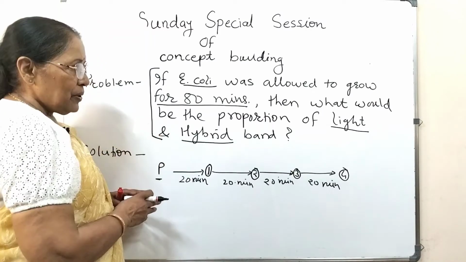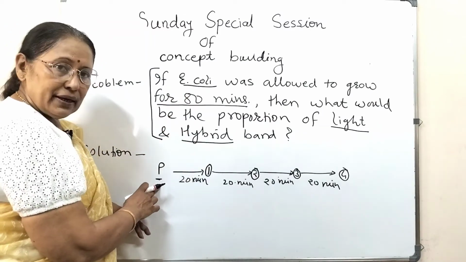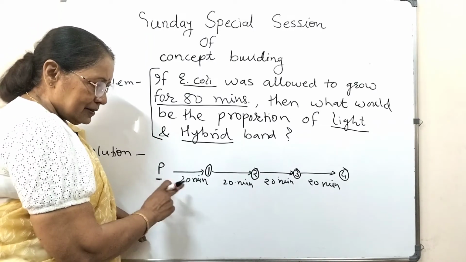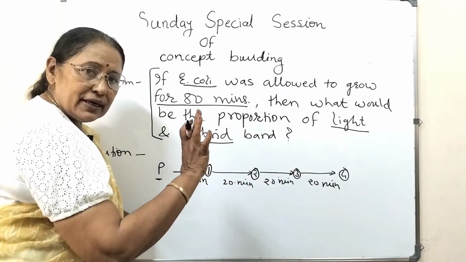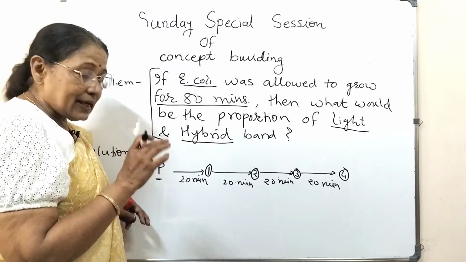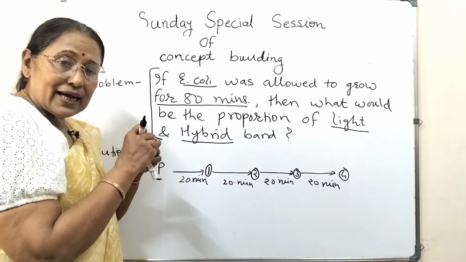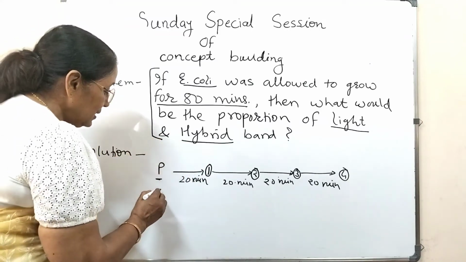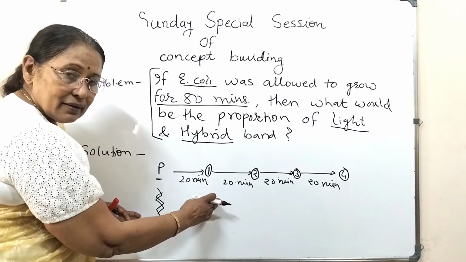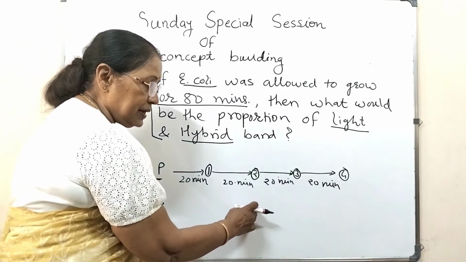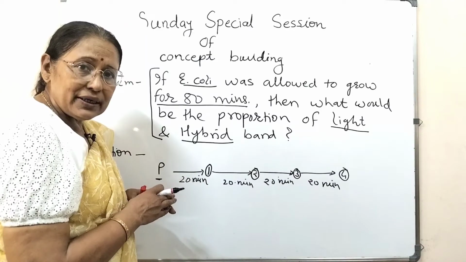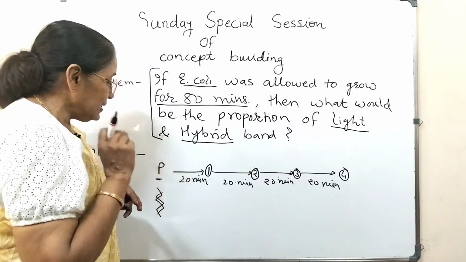Okay, this is understood, that in this parent both are heavy strands, N15 N15. Then it is reproducing for 80 minutes. It is not at all necessary that you go on drawing the diagram of the parental DNA molecule, then it is separating, new strand forming, again separating, again separating. How many times can you do it? No, it's not required. Simply do it this way.